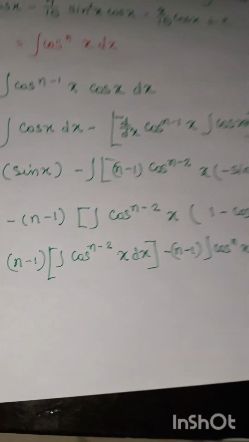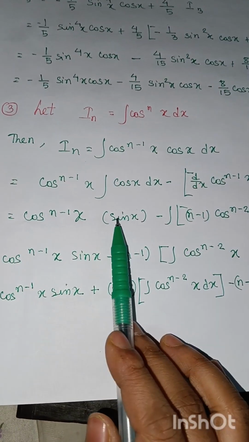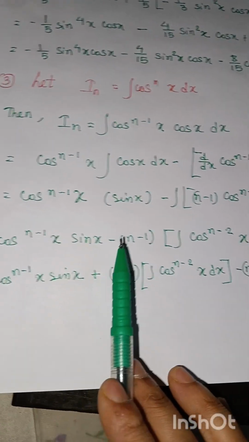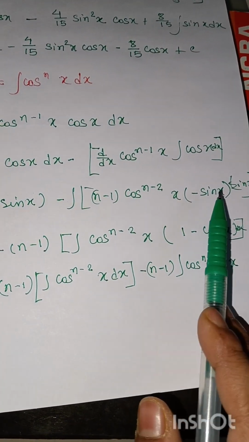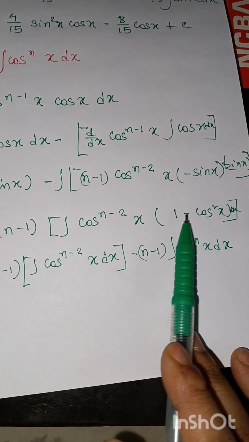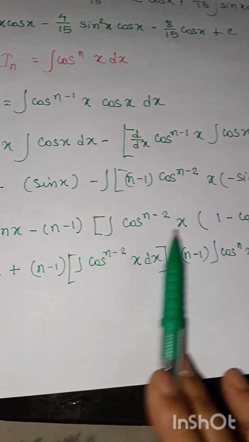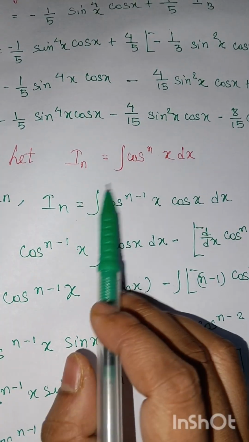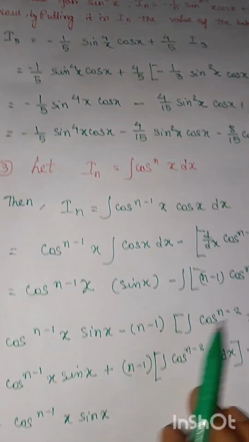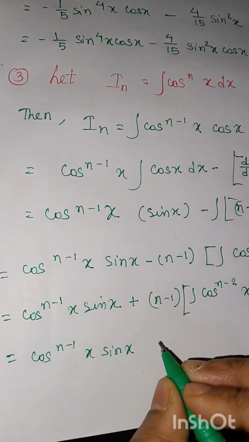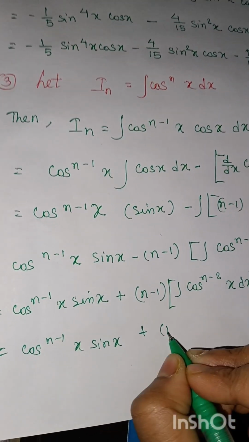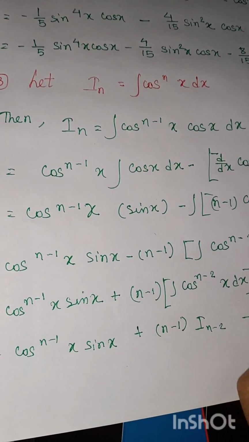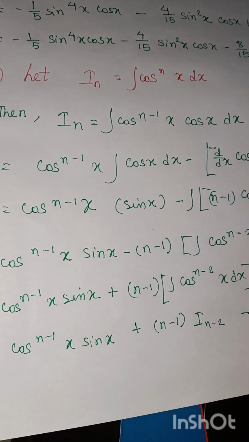That is the equation. To simplify the equation, firstly we apply the integration by parts rule, and after this I put sin square x equal to 1 minus cos square x, then I break the bracket and simplify the equation. We know that I n is equal to the integration of cos to the power n x, we put that value in this line, plus n minus 1 I n minus 2 minus n minus 1 I n.